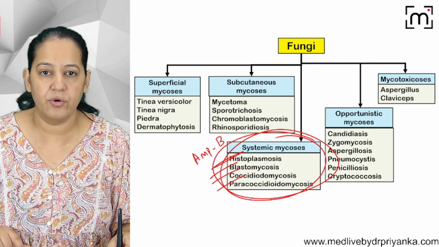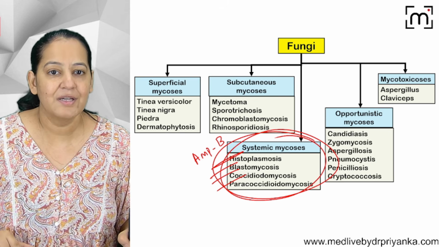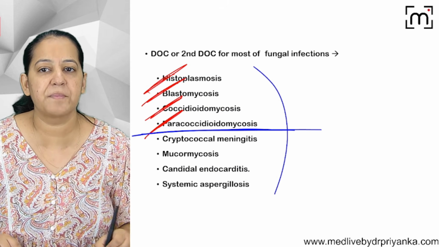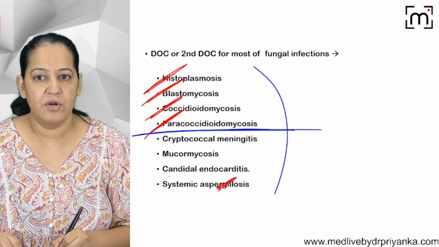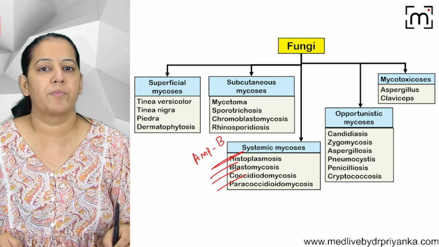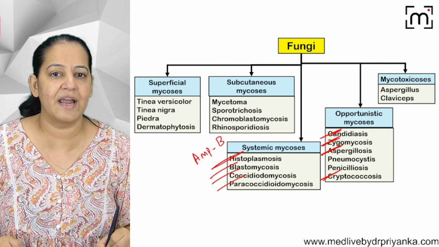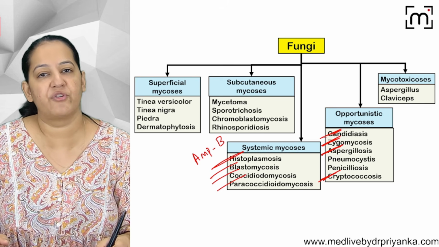Among the opportunistic, I told you these are also systemic now. The only thing is, they enter only in an immunocompromised person. So among the opportunistic mycoses, we take 4 out of 6. We will take aspergillosis, candida, mucormycosis and cryptococcus. So in total, 8 infections for which the drug of choice is amphotericin B.